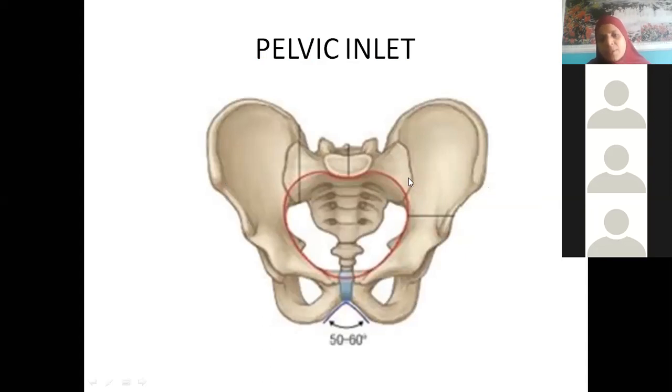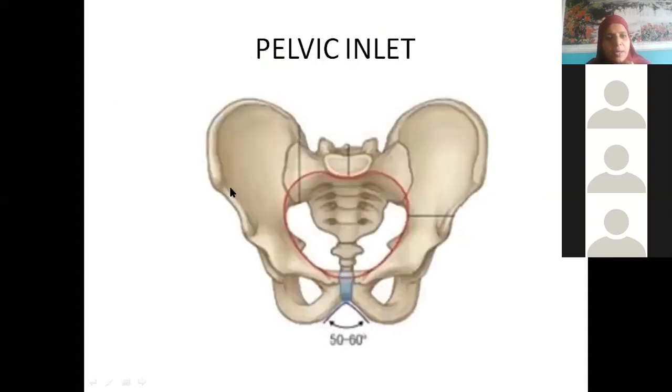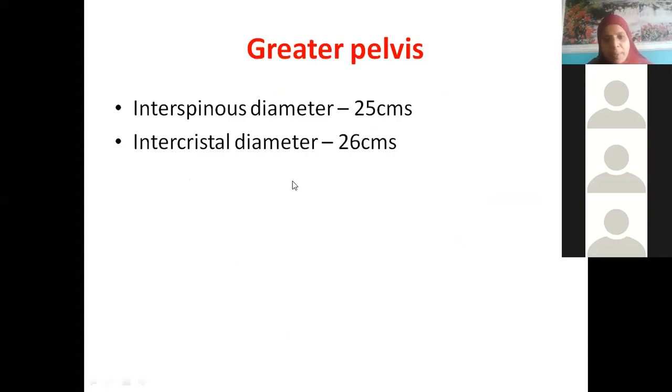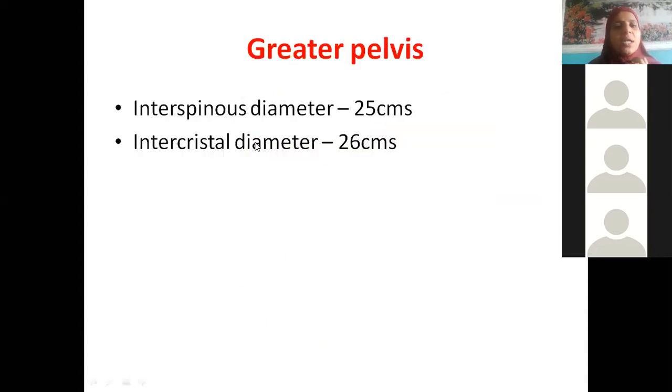What is this? Anterior superior iliac spine. You take a scale and measure it. How much will the interspinous diameter be? 25 centimeters. Then what is this whole thing? Iliac crest. You remember we also have the iliac tubercle, 5 centimeters behind. If you measure overall at the iliac crest, the intercristal diameter will be 26 centimeters. So that is about the dimensions at the greater pelvis.